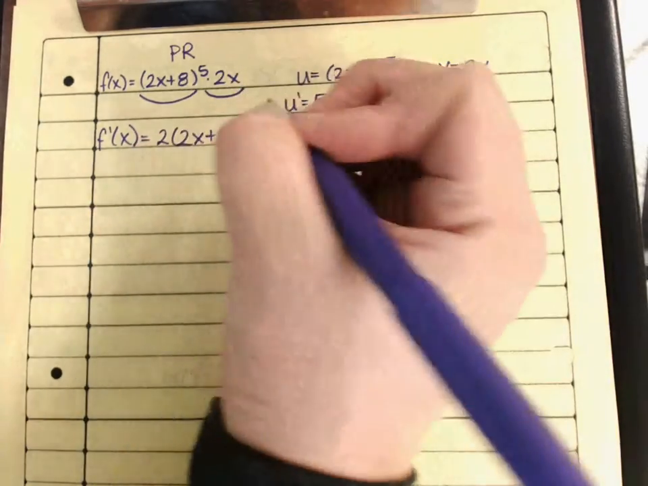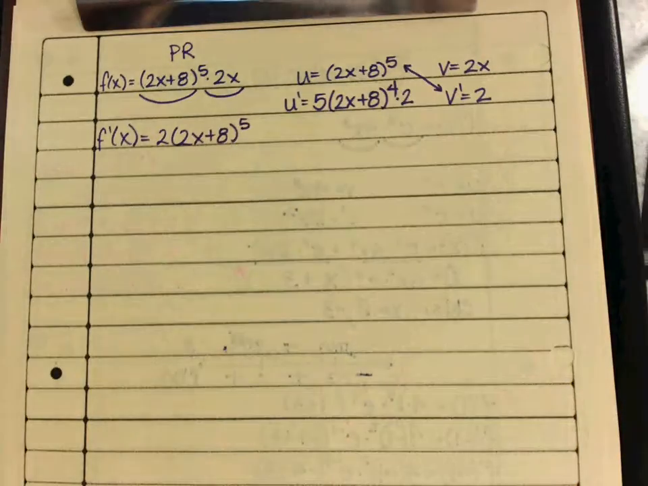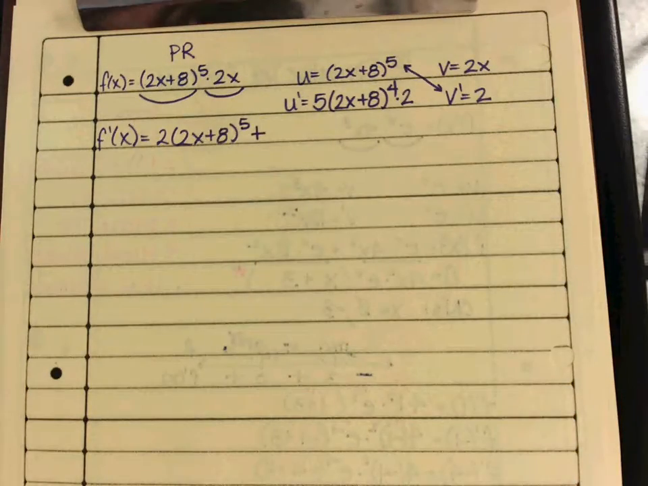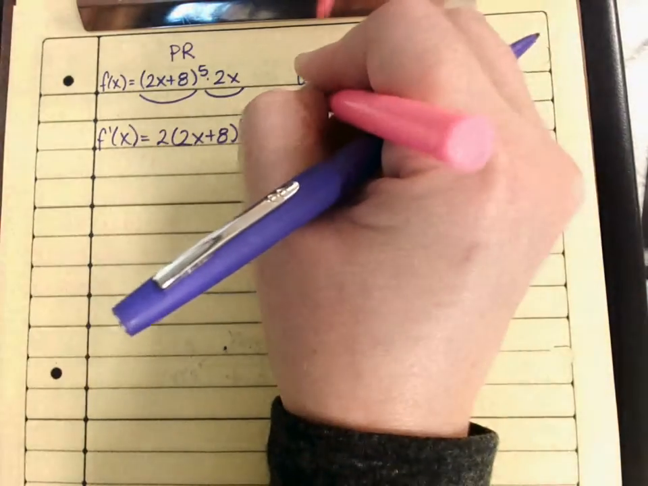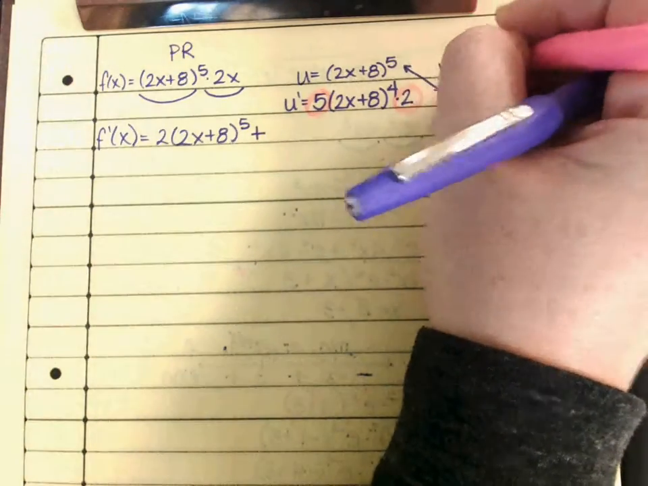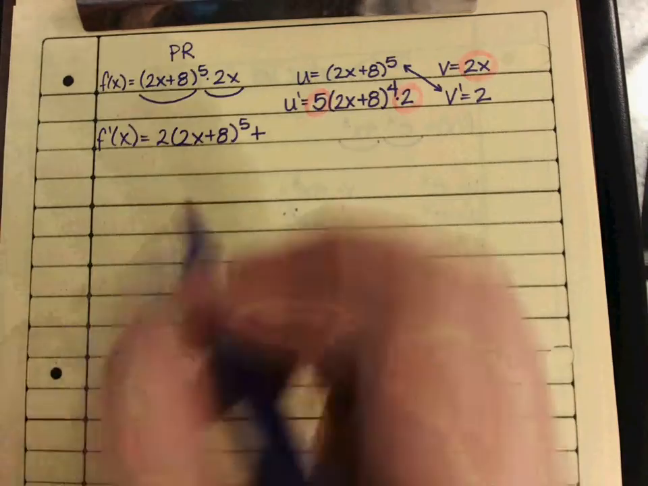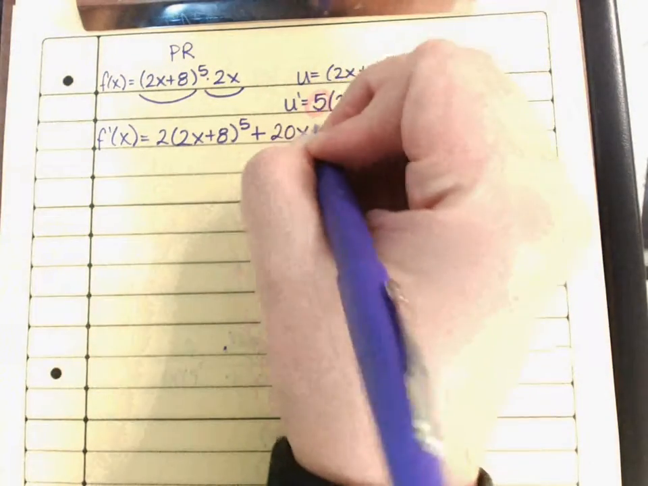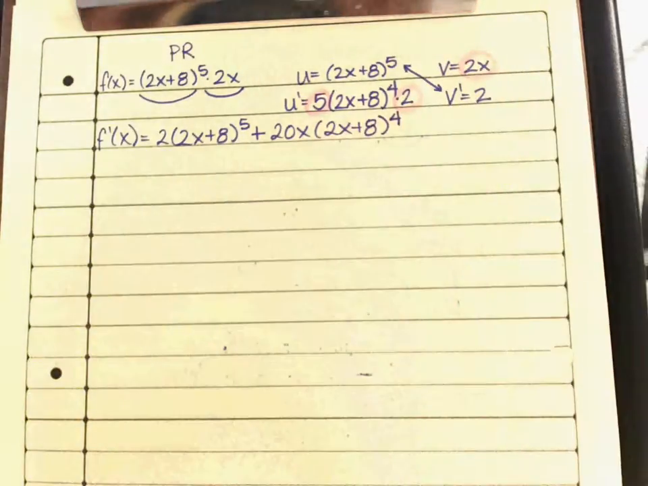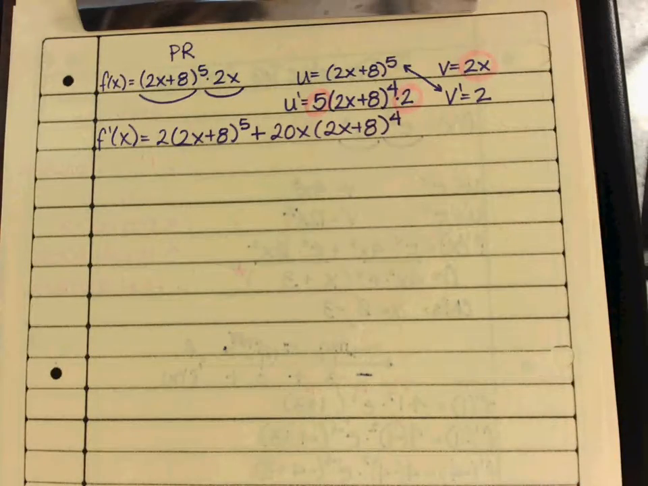And then fifth power on that, plus. Now, on this next term, I'm going to go ahead and times all the random numbers together. So what is 5 times 2? And then can we times 10 by 2x? How many is that? 20x. And then 2x plus 8 to the fourth power. Are we all good with that? So all of the pink circle-y things got combined. Set it equal to 0.